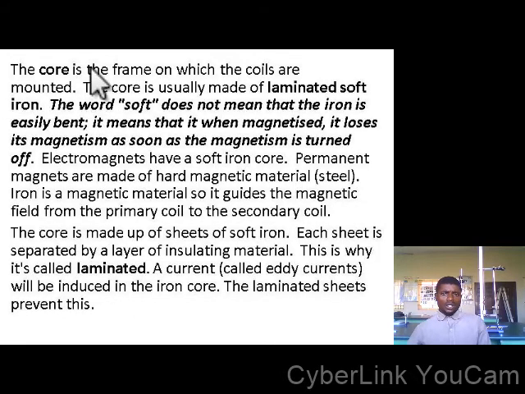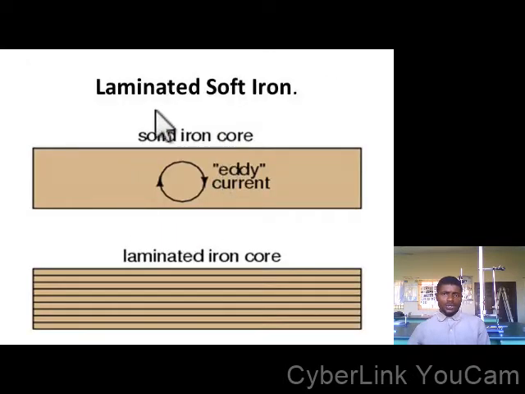So the core is the frame on which the coils are mounted. The core is usually made of laminated soft iron. The word soft does not mean that the iron is easily bent. It means that when magnetized, it loses its magnetism as soon as the magnetism is turned off. This is the principle of working of an electromagnet, which I explained in the other class. This is the eddy current, and when you laminate it, you stop it from moving this way, and the current flow is then reduced.